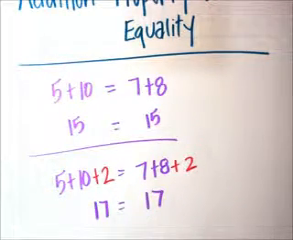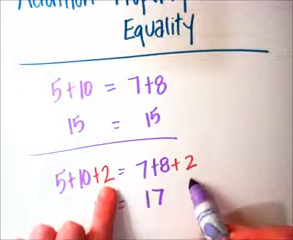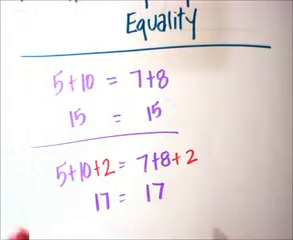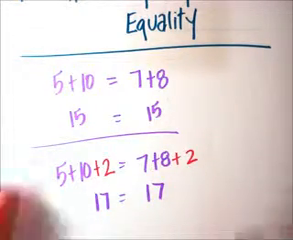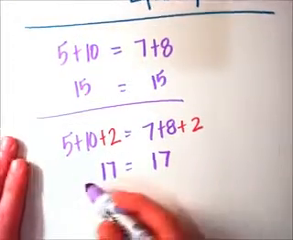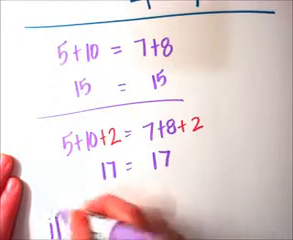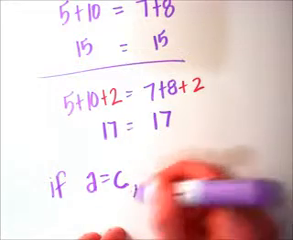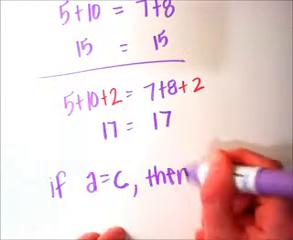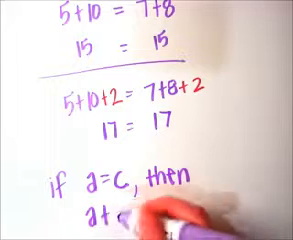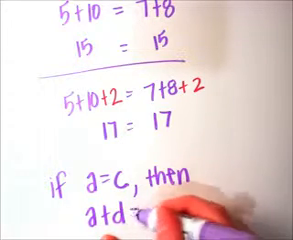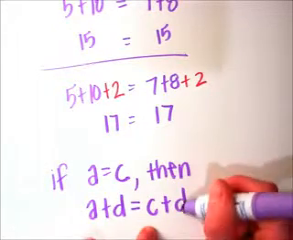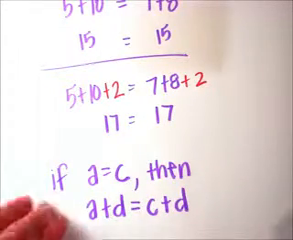So the addition property of equality is just saying that if you add something to one side and that same amount to the other side, then your equation remains equivalent. Algebraically, it says this. If A equals C, meaning two sides are equivalent, then we know that A plus D, so if I add D to one side, will be the same as adding D to the other side. I'll still end up with the same solution.